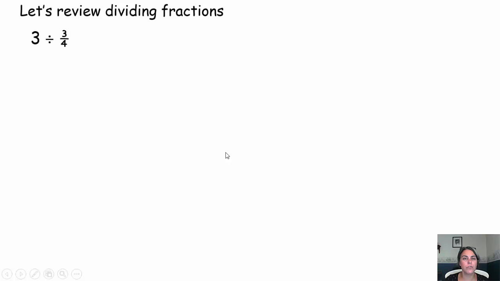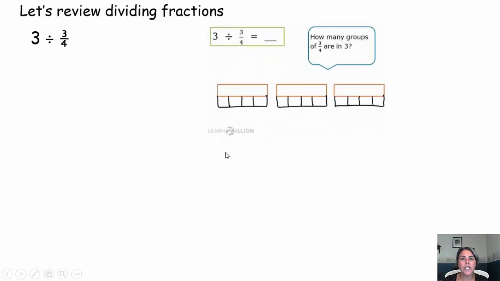Let's review dividing fractions. 3 divided by 3/4 is just how many 3/4 can we fit into 3 whole rectangles in this case. So if we have 3 rectangles and we break those rectangles into fourths, 1, 2, 3, 4 fourths makes 1 whole. 1, 2, 3, 4 fourths makes another whole. 1, 2, 3, 4 fourths makes our third rectangle.